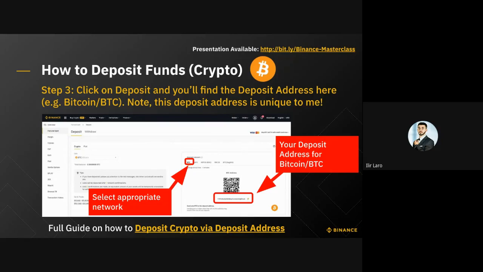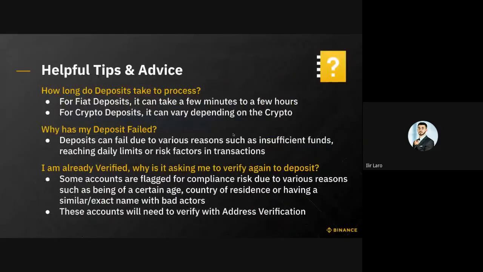Now, just something to note, this Bitcoin address is unique to me. So if I want to send Bitcoin to my own account, I would use this address to transfer the funds into. You have to do this process for your own wallet because your deposit address will be different to my deposit address. So essentially, I've provided a full guide on how to deposit crypto via deposit address below. You can click on that and it'll give you a more in-depth summary, step-by-step guide, and also show a video on how to actually deposit funds to your Binance account. So that's essentially it. It's quite simple.